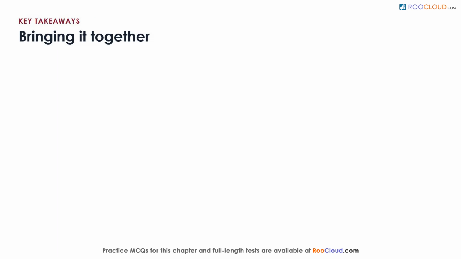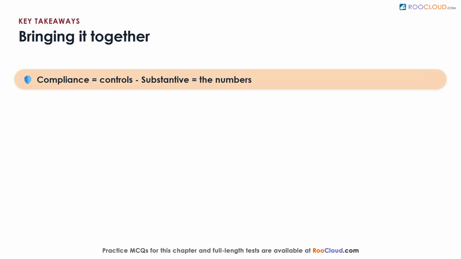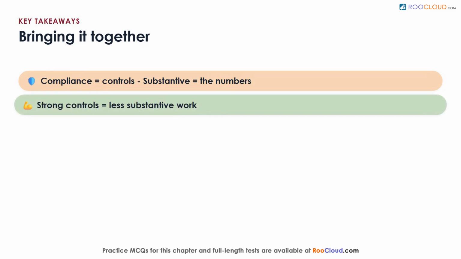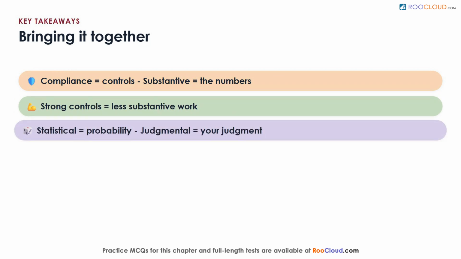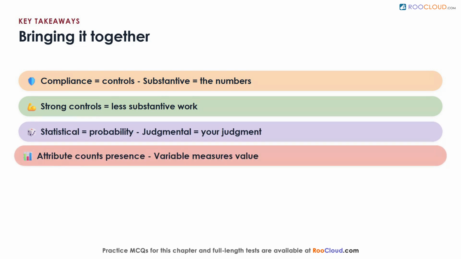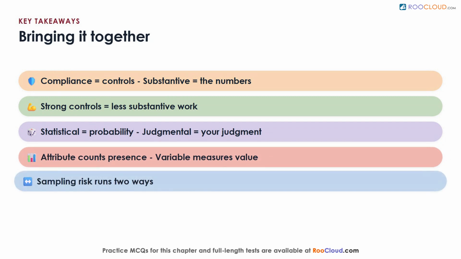So let's bring it together. Compliance testing checks controls. Substantive testing checks the numbers. Strong controls cut the substantive work you need. Statistical sampling uses probability. Judgmental sampling uses your judgment. Attribute sampling counts presence. Variable sampling measures value. And sampling risk runs in 2 directions. Master these, and your sample will always carry your conclusion.